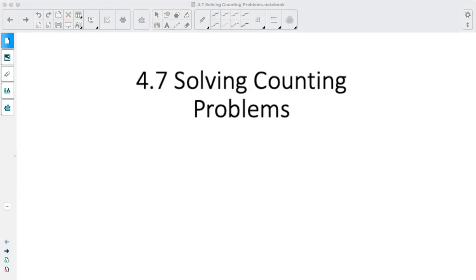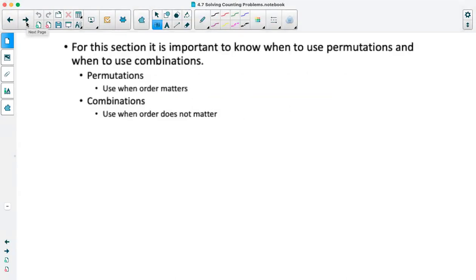Hi, in this video, we are going to be looking at section 4.7, which is solving counting problems. The main thing with this section is we are going to be dealing with questions that are permutations and questions that are combinations. So the key thing is knowing when you're dealing with each. Now, in some cases, you'll also have some questions that can be solved by either. So for this section, it's important to know when to use permutations and when to use combinations.